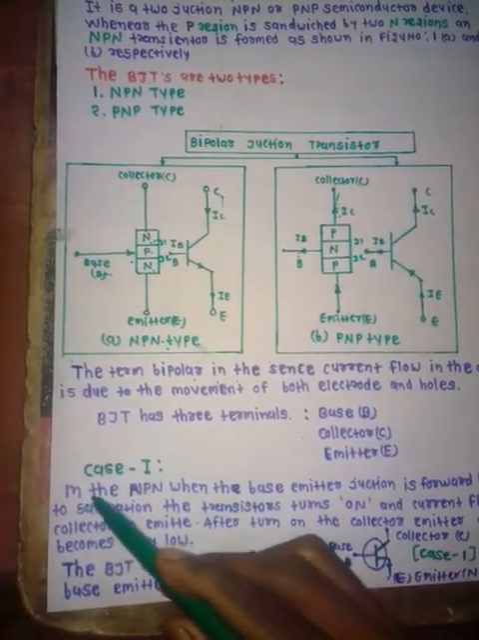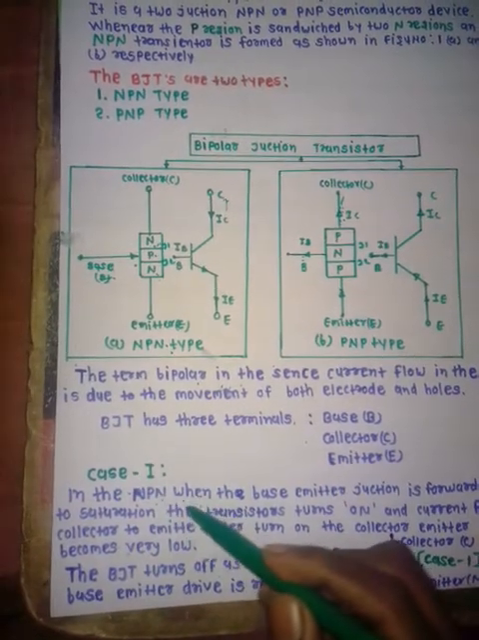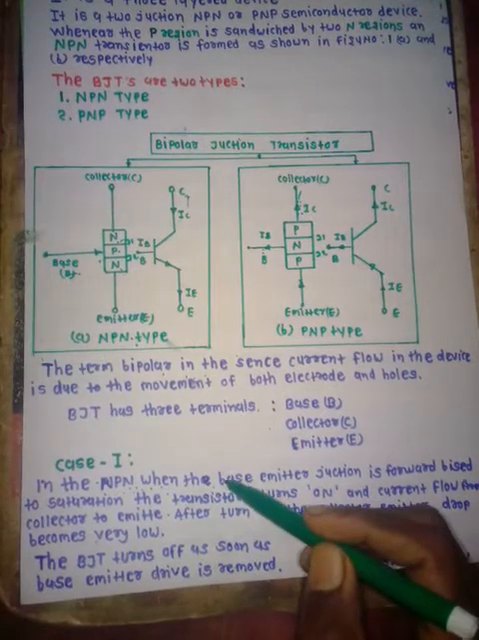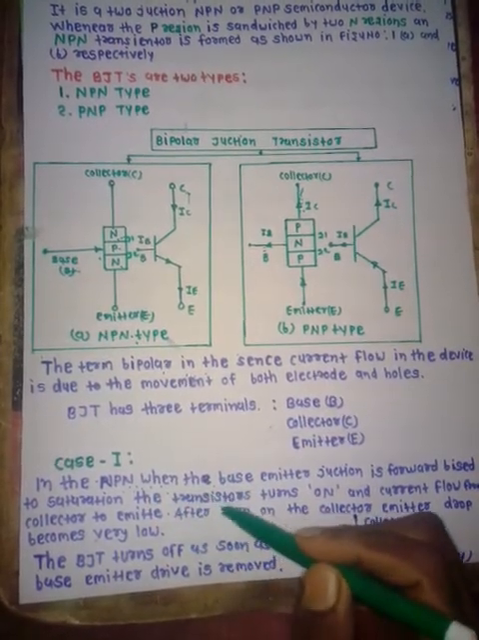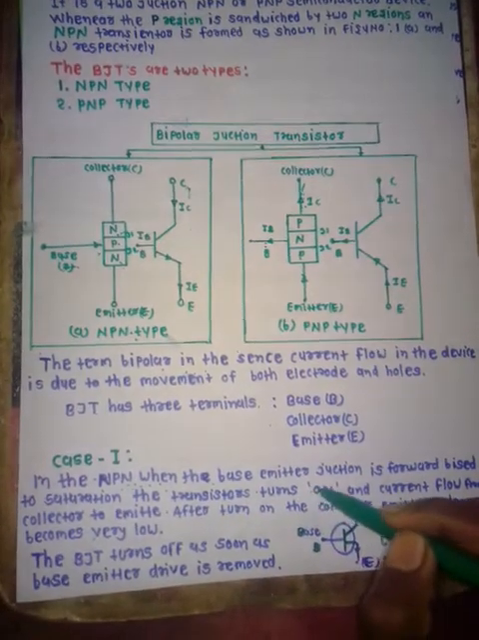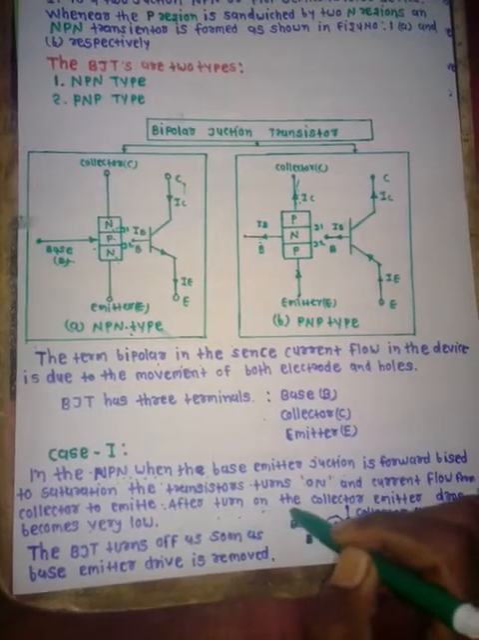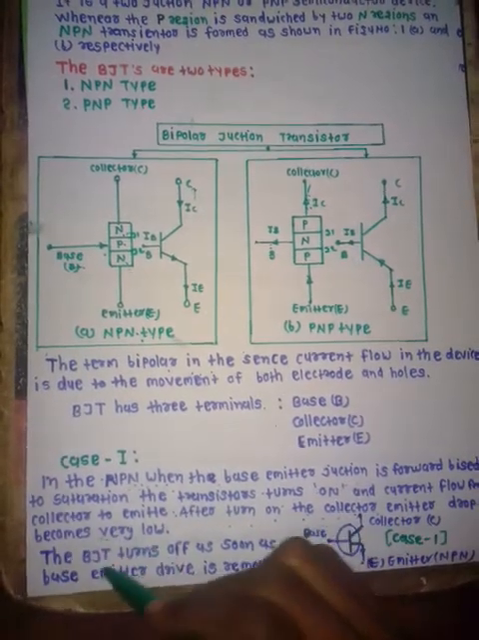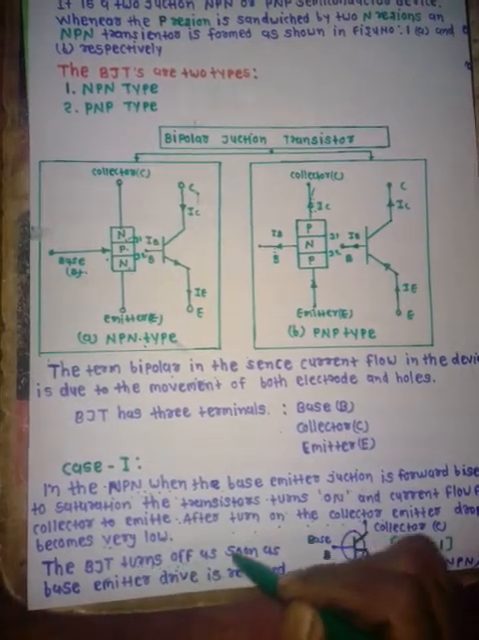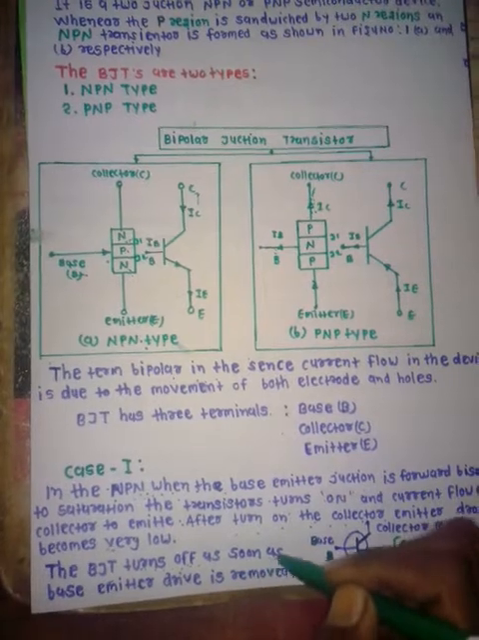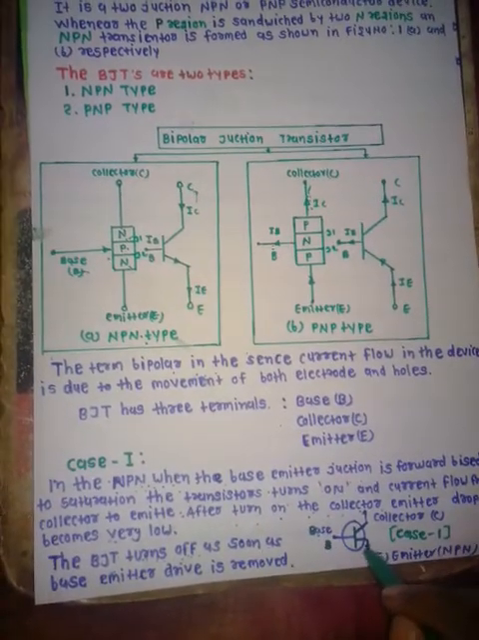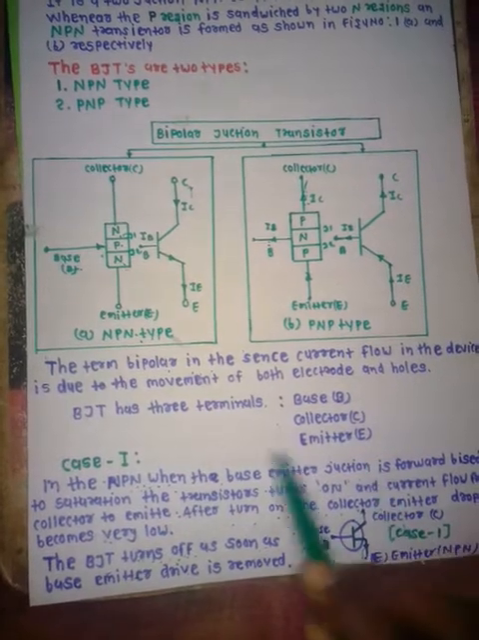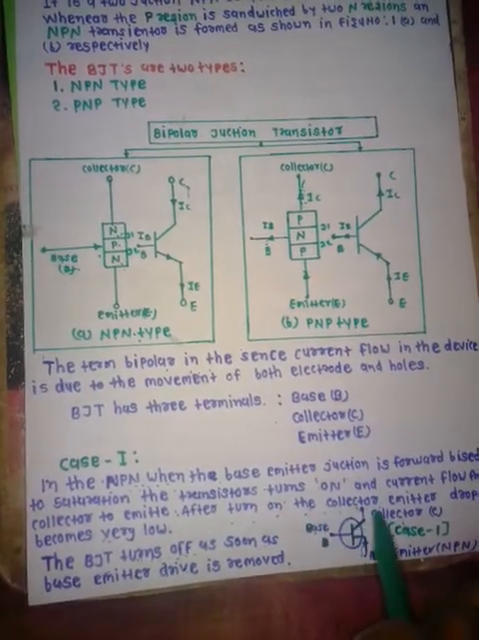Case 1: NPN. When the base-emitter junction is forward biased, the transistor saturates and turns on, current flows through the collector, and the collector-emitter drop is very low. When the base-emitter bias is removed, the BJT turns off.